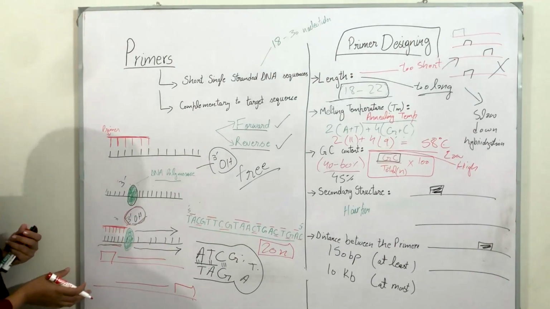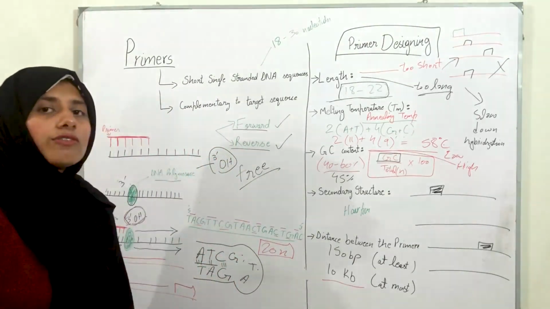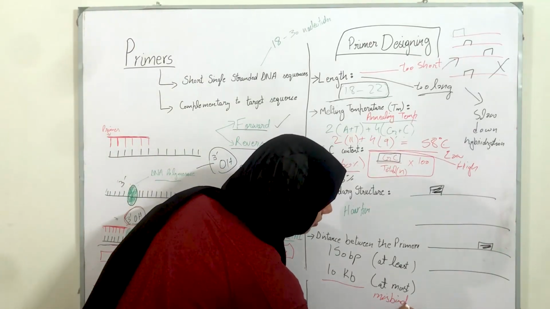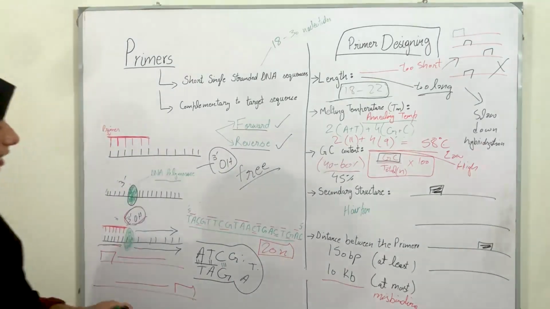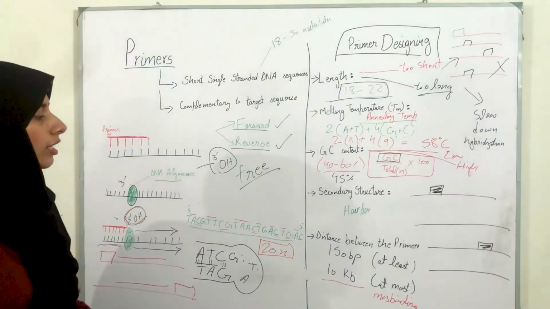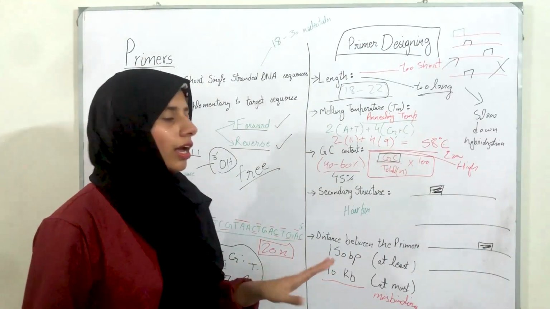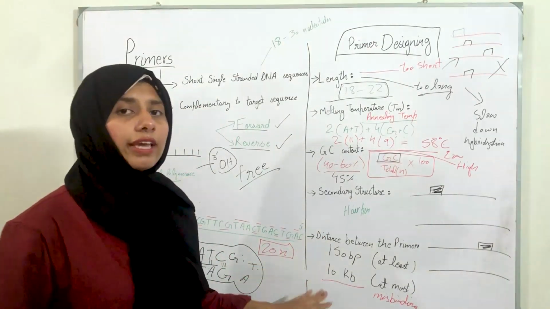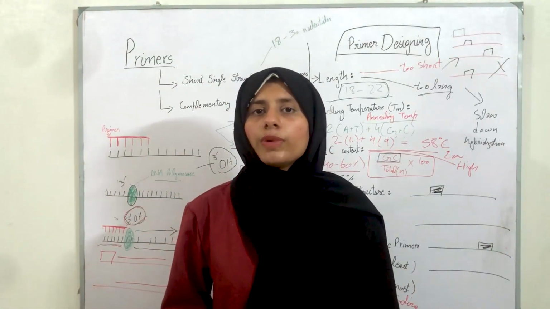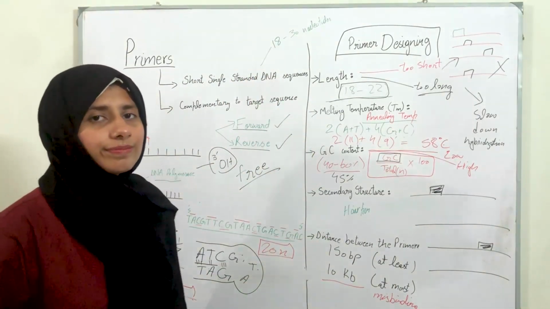If that distance is too much, if it is more than 10 kb, there is a chance of misbinding. And if it's less than 150, then there is a chance of non-specific binding. So to avoid that, you must keep the distance between the primers at 150 base pairs to 10 kb. So these are the ideal conditions for selecting a primer. You must keep in mind these factors while designing your primer.